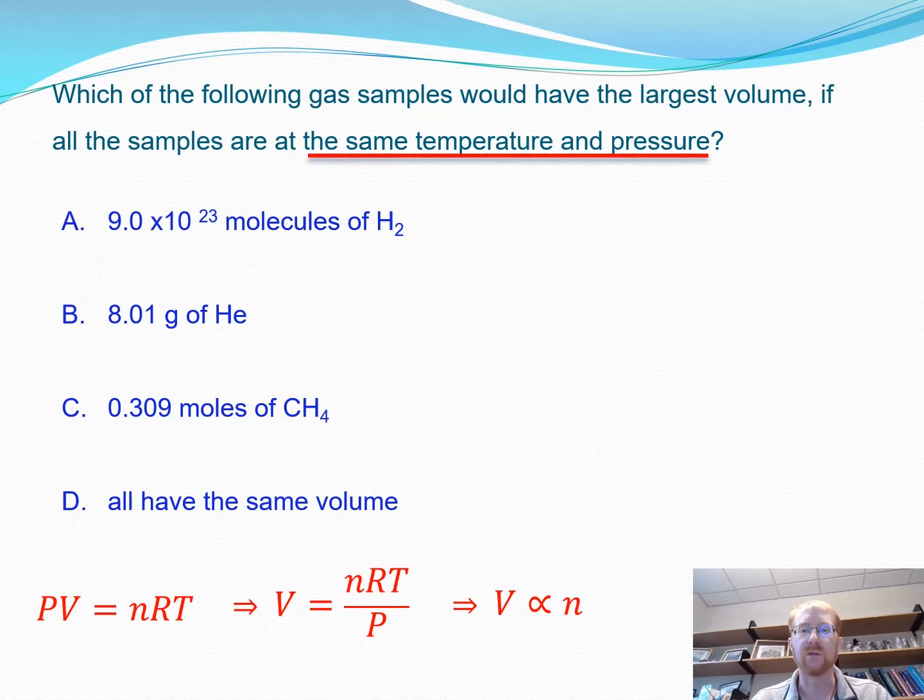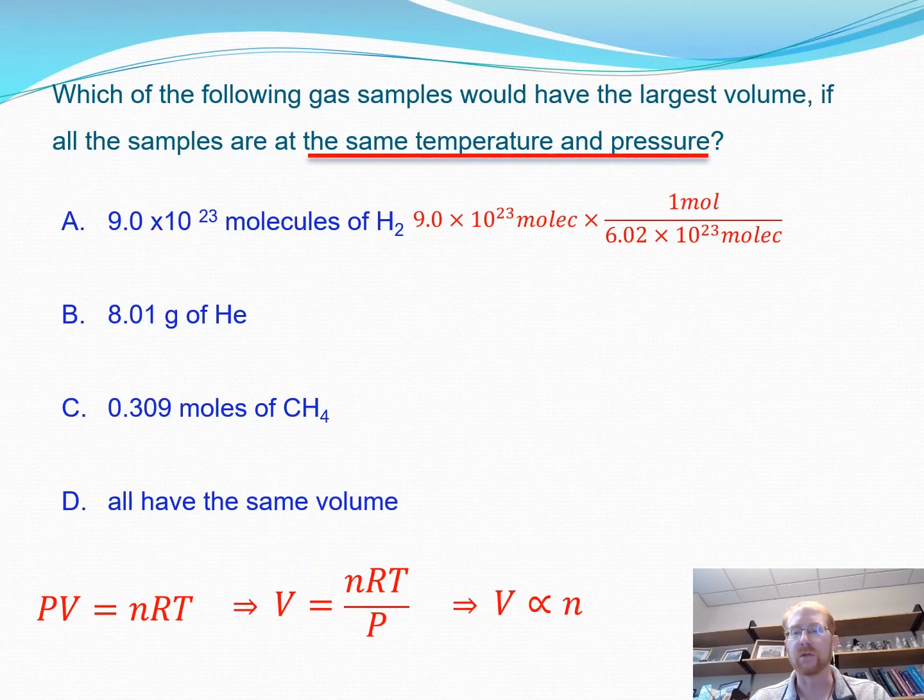So let's look at option A. 9.0 times 10 to the 23 molecules of hydrogen. We'll convert that into moles just by using our Avogadro's number of 6.02 times 10 to the 23 molecules per mole. That gets me 1.5 moles of hydrogen gas. For helium, 8.01 grams. So I'm going to divide that by the formula weight, 4 grams per mole. That gets me 2 moles of helium.